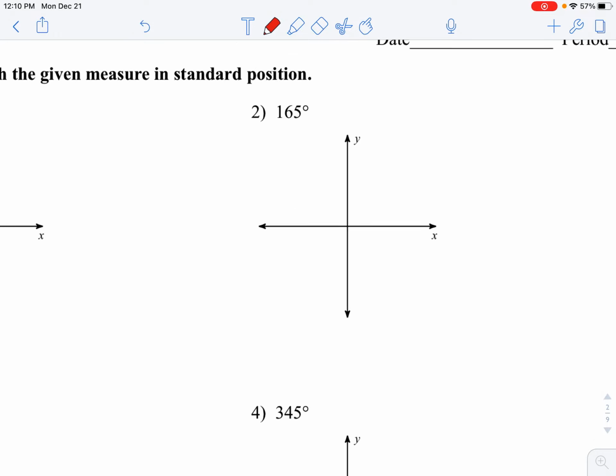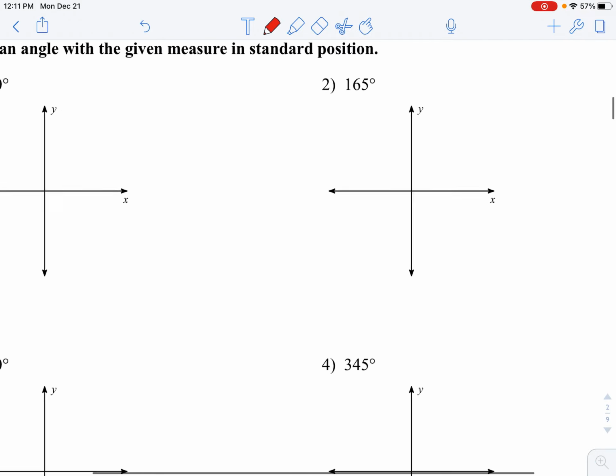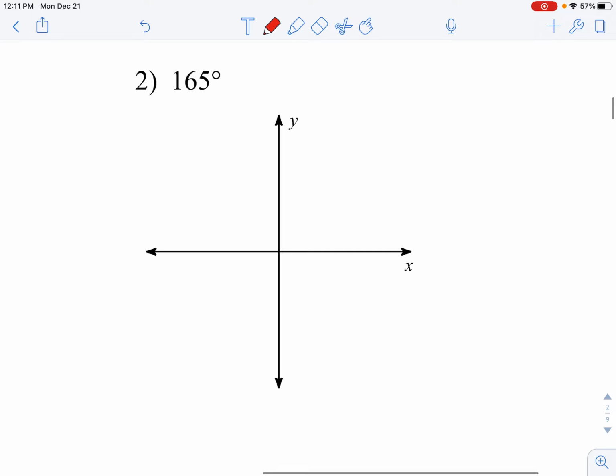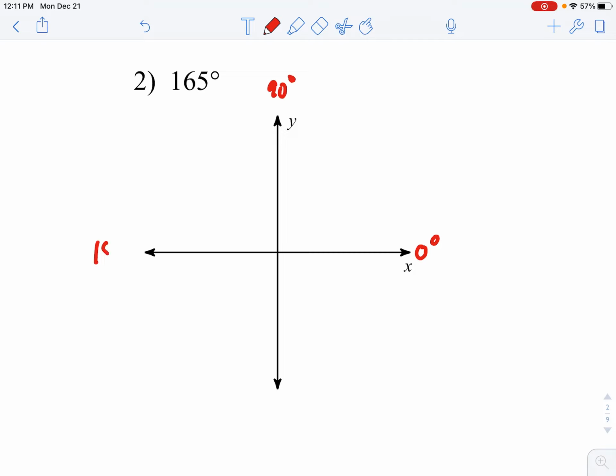So number 2, and like usual, of course, I'll do the evens, you please do the odds. 165 degrees. Well, we need to know some basics. So the positive x-axis itself is 0 degrees. This is 90 degrees all the way over to here. That would be 180. If you go down to here, 180 plus 90 is 270. And then if you go all the way around to here, you're at 360. So a 360 degree angle and a 0 degree angle, in a sense, are the same thing, kind of. Not really, but they end up at the same spot.